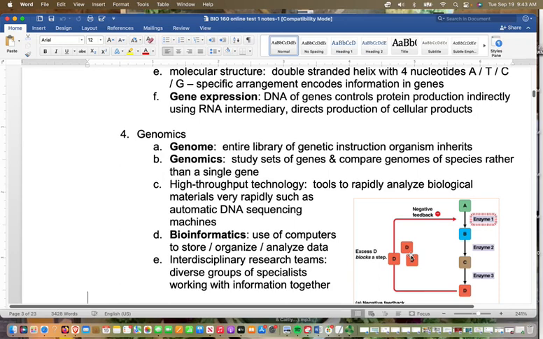So with genetics, we've rapidly acquired vast amounts of information here that are tedious to process. And so with high throughput technology, we're able to use tools to analyze biological materials. So a lot of this is computerized. Bioinformatics just uses computers to store, organize, and analyze the data.